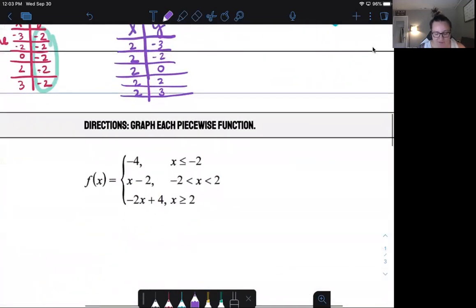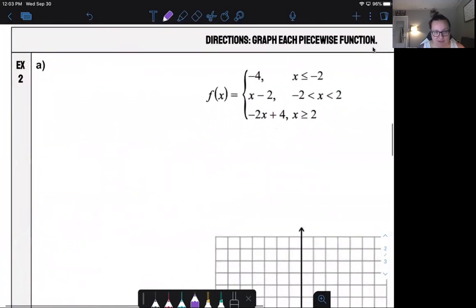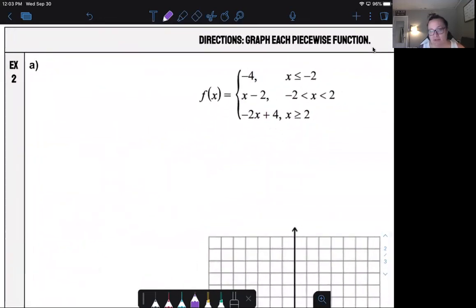So now we're going to graph some piecewise functions again. So in example 2, part A and part B, we're going to graph a piecewise function.